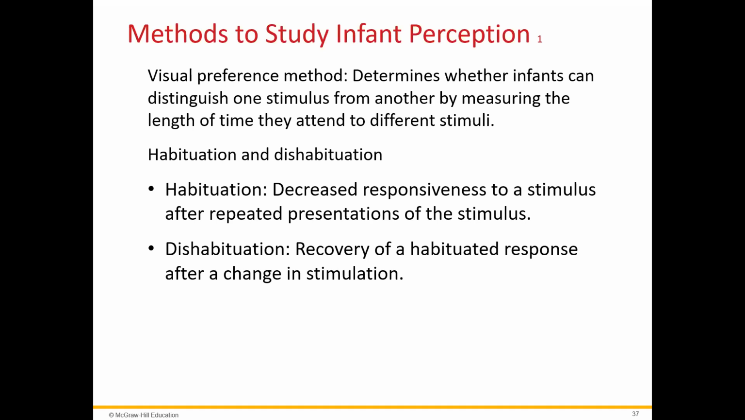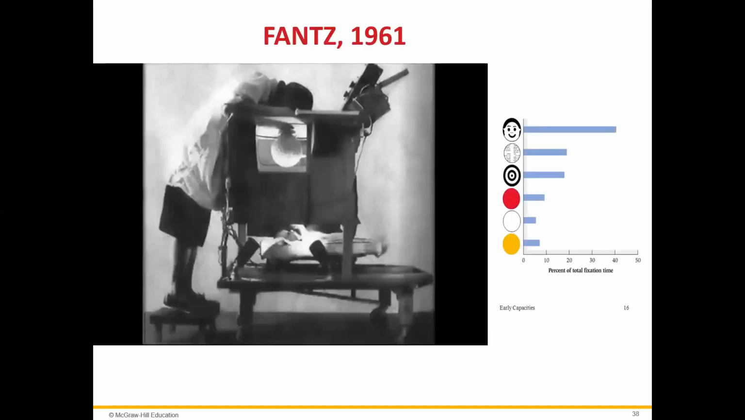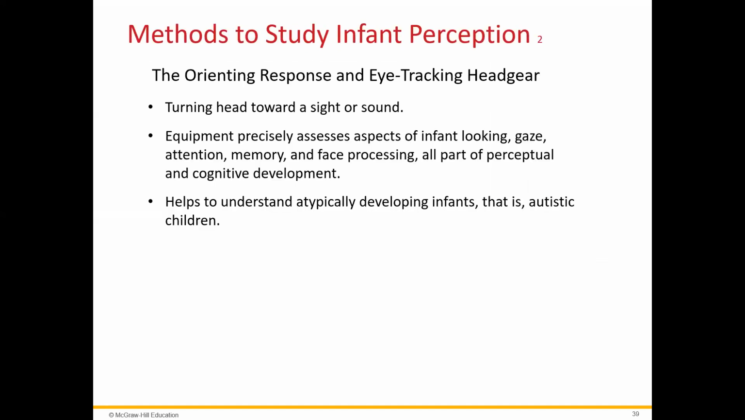So you play one musical note, then you play a slightly different musical note, after they've habituated to the first one. And if they can tell the difference, you know that they have that perceptual ability. They can tell the difference between these two sounds that are very similar. So you can test different senses using this method, the habituation dishabituation method.